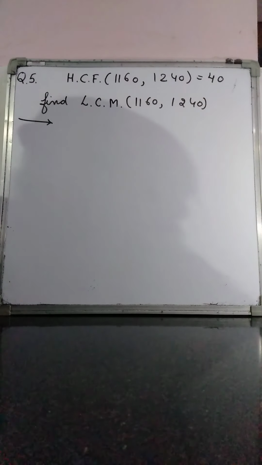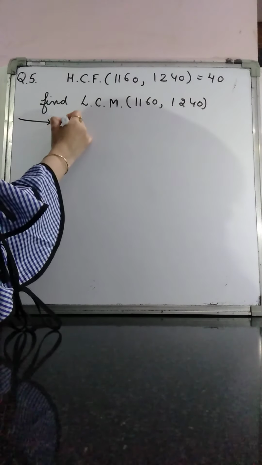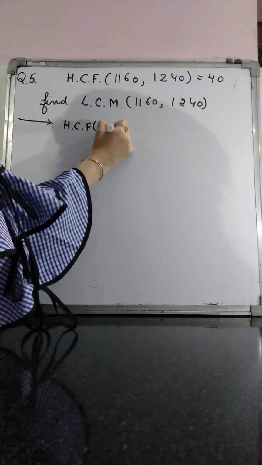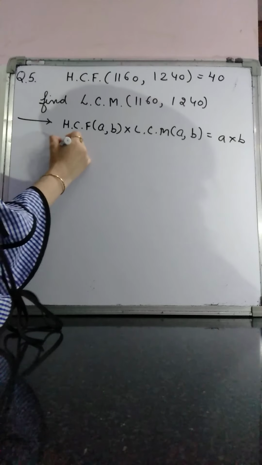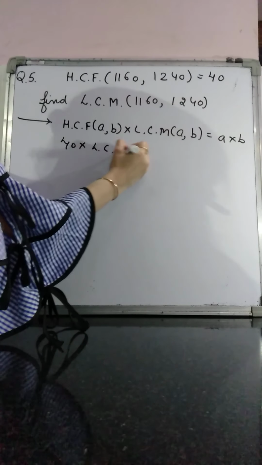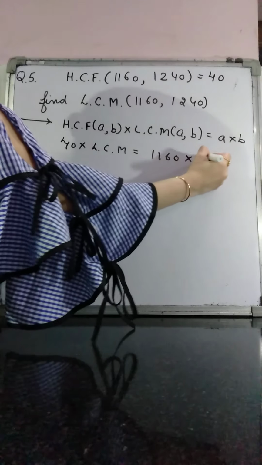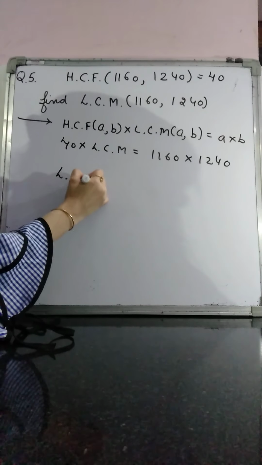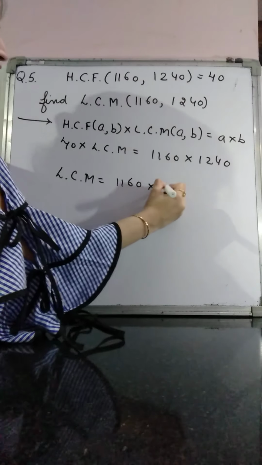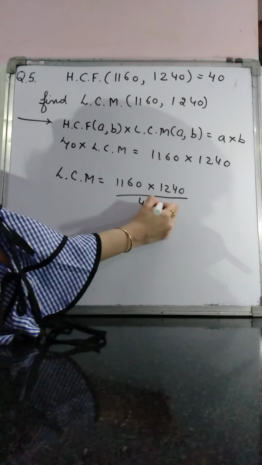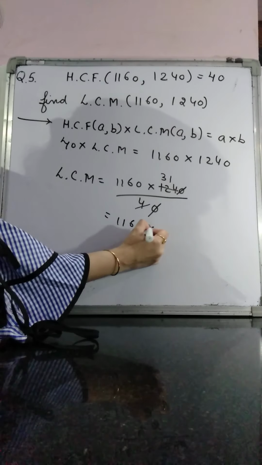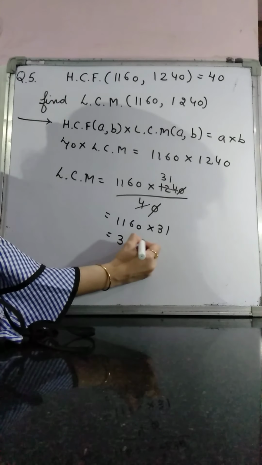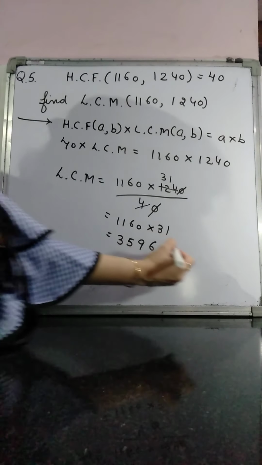Now the next question is, in this we are given HCF, we need to find LCM. Same method, HCF of two numbers into LCM of two numbers is equal to product of two numbers. HCF value is 40, LCM we have to find out. LCM is equal to 1160 into 1240 divided by 40. Cancel. Answer.